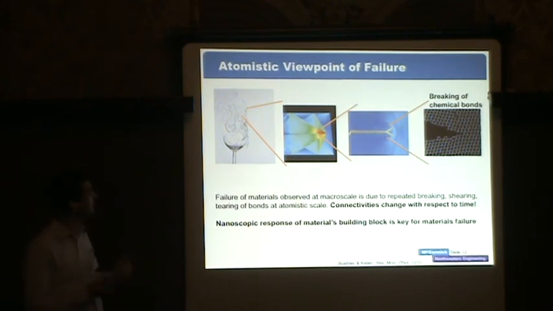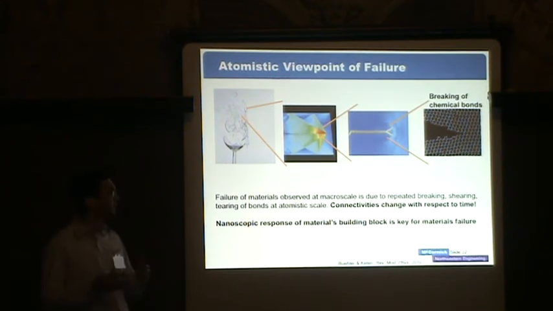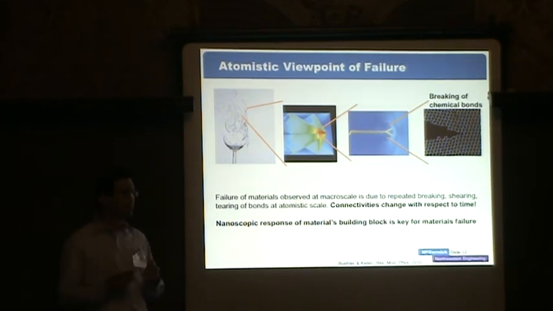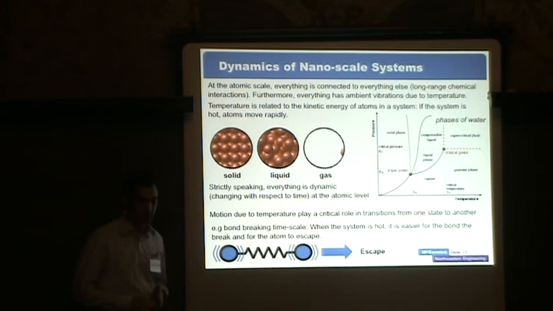And one thing that we can talk about is this atomistic viewpoint of fracture, that fracture is basically the breaking and sliding and shearing of bonds at these small scales. What this means is that the connectivities of the particles change with respect to time. So nothing is essentially connected to each other permanently, but everything is sort of seeing each other as time evolves. And understanding this phenomenon is really key to understanding how a material fails. So this is one of the things that we'll talk about more when we talk about applications.